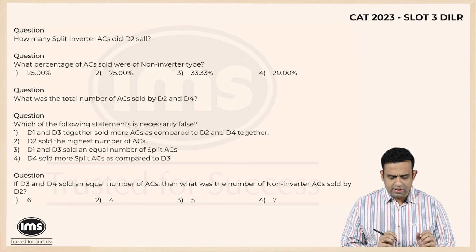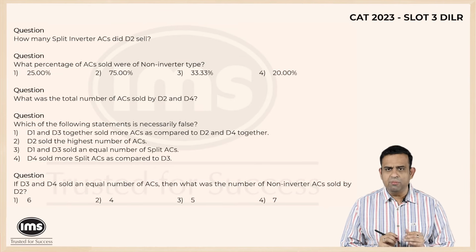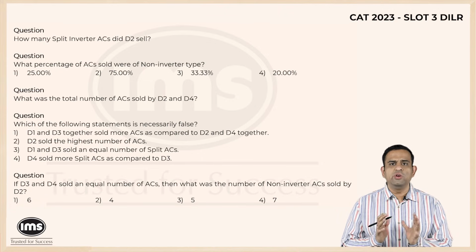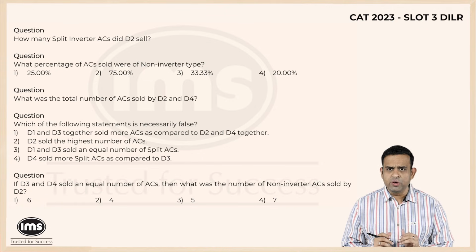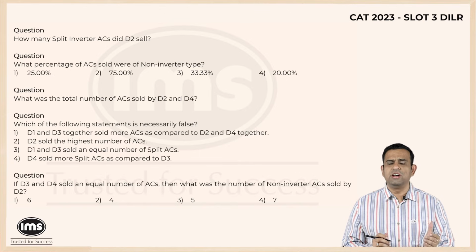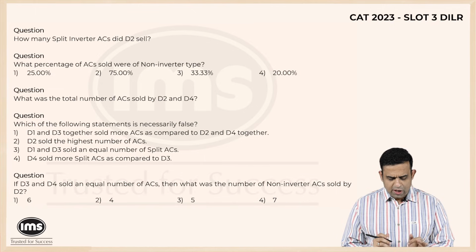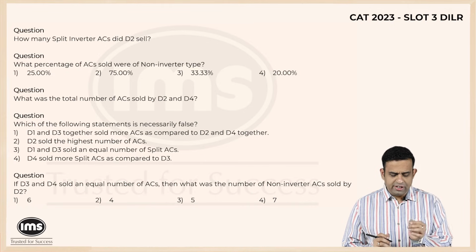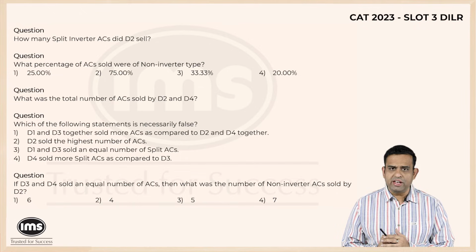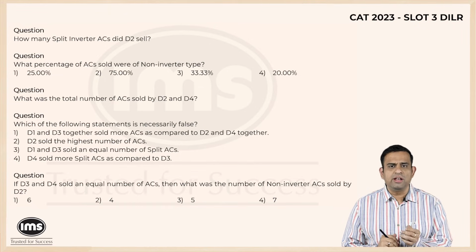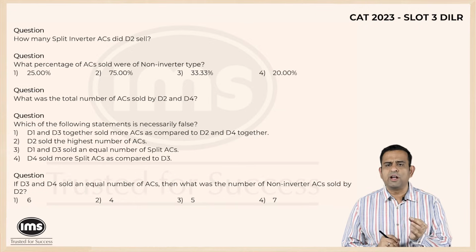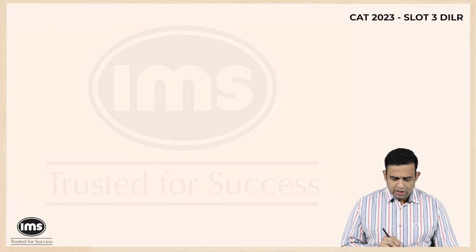That is going to be very clear over here. Then if I look at the question types, the first 3 questions basically mean that we are definitely going to find a unique possibility for these 3 questions. But my last 2 questions are different, because question number 4 asks which of the following statements is necessarily false. So in this particular case, we might get multiple possibilities. And also for question number 3, you can see, if D3 and D4 sold an equal number of ACs, then what is the number of non-inverter ACs sold by D2? So again, an if condition implies something in the table we might not be able to calculate. Let's look at the approach.